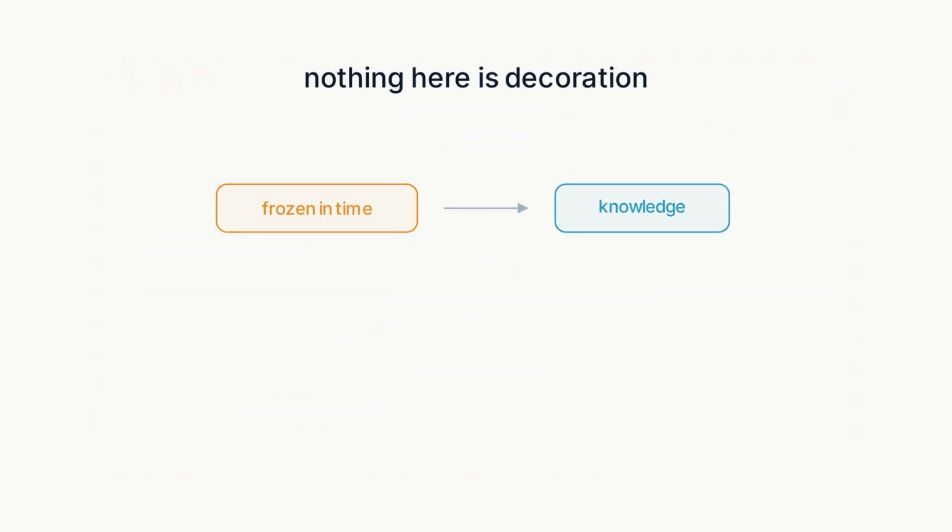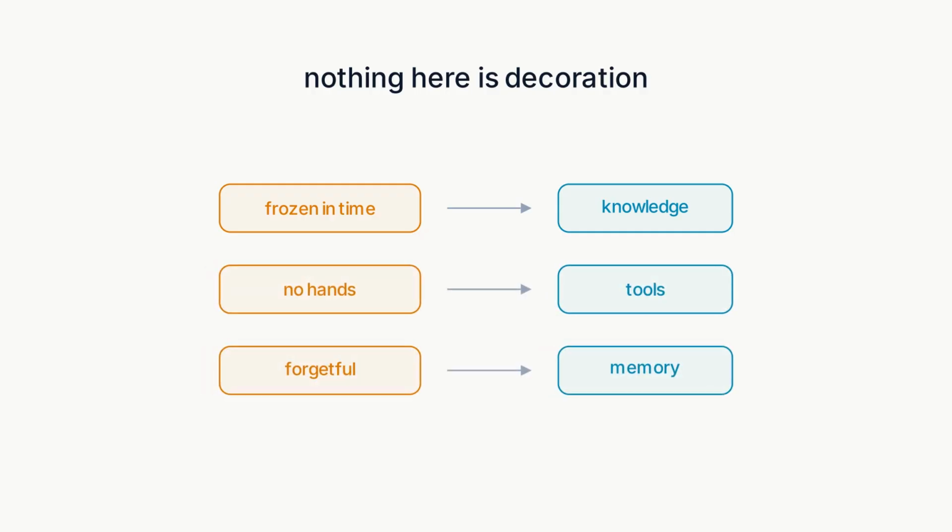9 components, and notice each one exists to solve a real, specific problem. Frozen in time, fixed by knowledge. No hands, fixed by tools. Forgetful, fixed by memory. Nothing here is decoration.